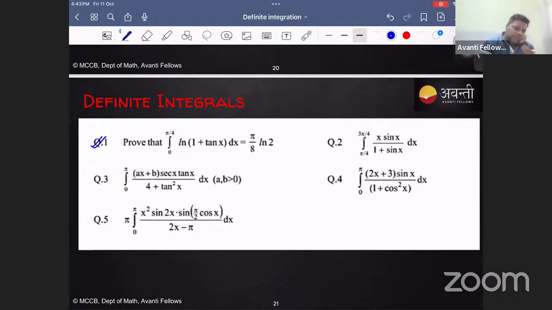Now, let's jump to question number 2 quickly. Integration pi by 4 to 3 pi by 4 x sin x upon 1 plus sin x. Quickly, how do we do it? Question number 2, Nagashri. Priyanka.